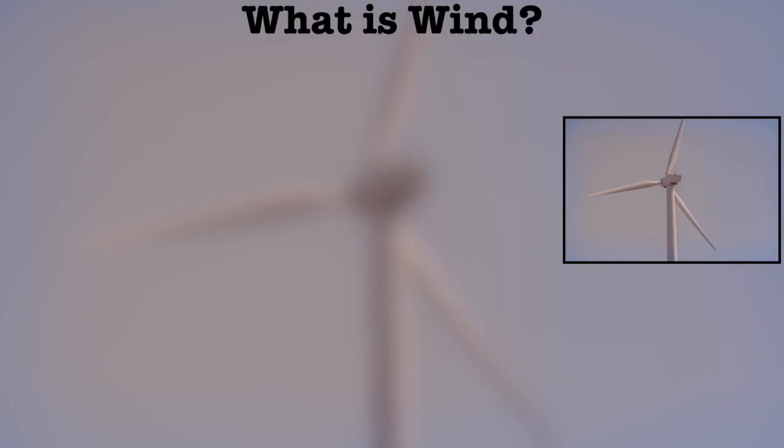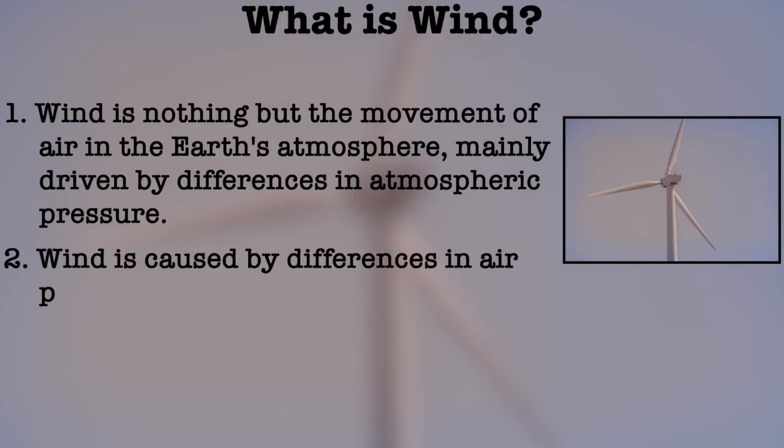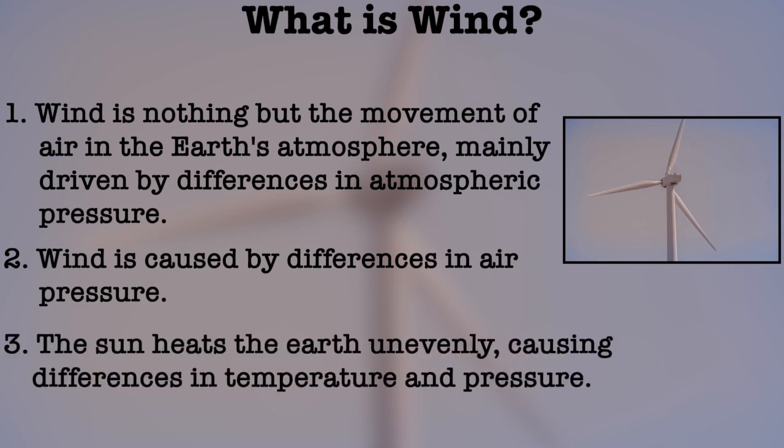Now, what is wind? Wind is nothing but the movement of air in the Earth's atmosphere, mainly driven by differences in atmospheric pressure. Wind is caused by differences in air pressure. The sun heats the earth unevenly, causing differences in temperatures and pressure. This results in the movement of air from areas of high pressure to areas of low pressure. The greater the pressure difference, the stronger the wind. Wind can occur at various scales from gentle breezes to powerful storms and cyclones.